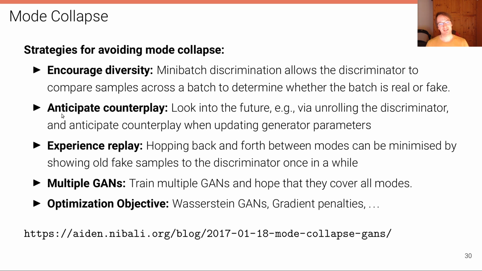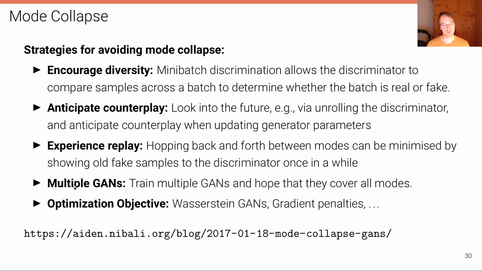Another strategy is to anticipate counterplay. For instance, if we look into the future, for instance, by unrolling the discriminator for a few time steps, we can anticipate the counterplay of that discriminator when updating the generator parameters. And so this also is a strategy of stabilizing training of GANs. Another way of avoiding mode collapse is through experience replay, where hopping back and forth between modes is minimized by showing old fake samples to the discriminator once in a while.